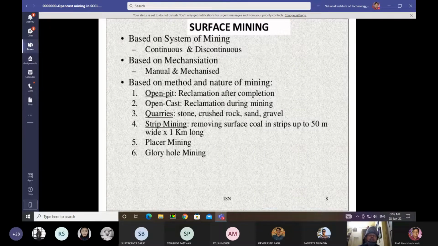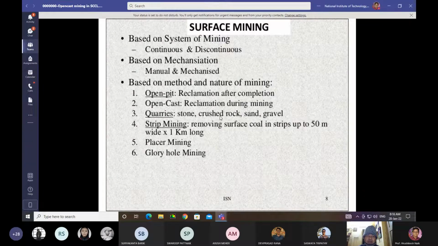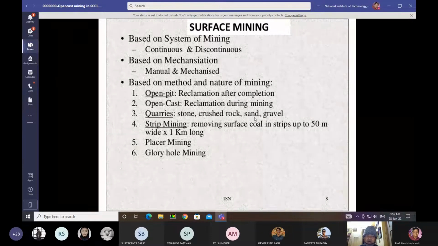Okay. So then what is a quarry? Quarries are stone quarries, crushed rock quarries, sand and gravel. Stone, crushed rock, sand and gravel are mined by quarries. Those are small quarries. So quarries means the stone mining, crushed rock mining, sand mining, gravel mining, they are called your quarries.